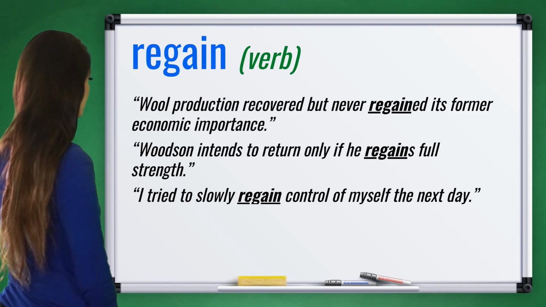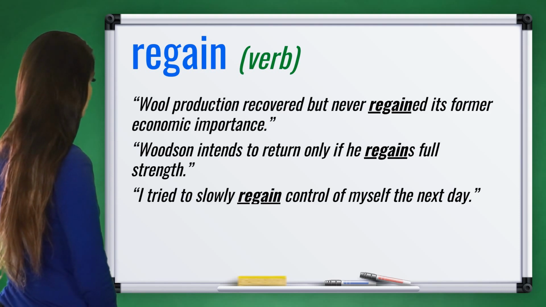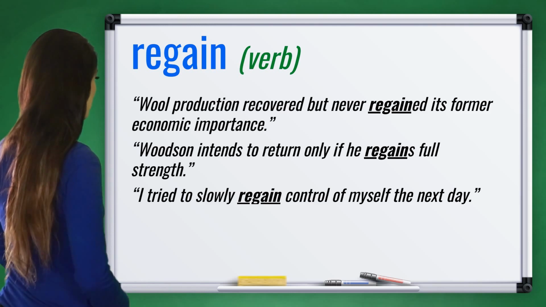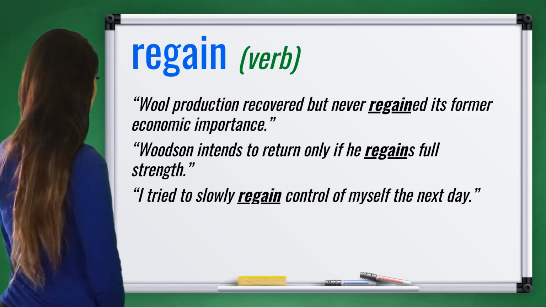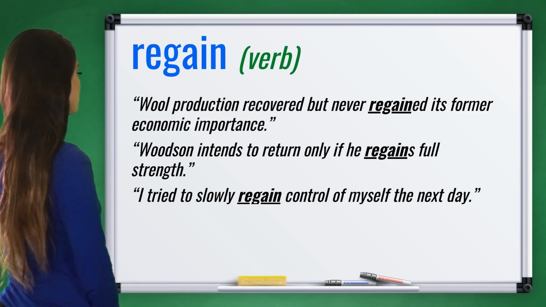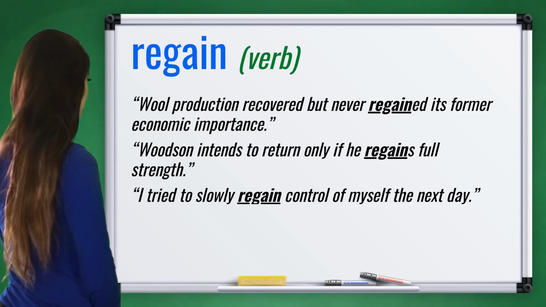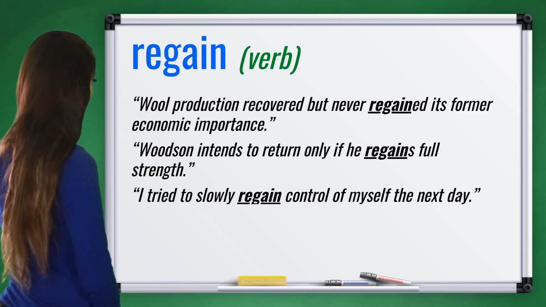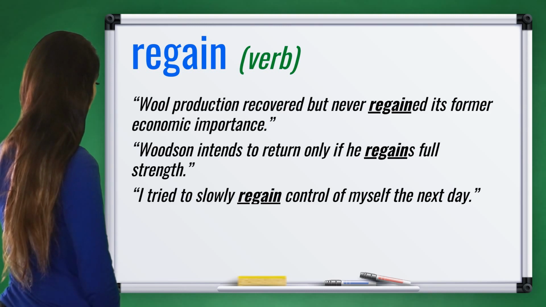The second exemplar. Woodson intends to return only if he regains full strength. Now, repeat after me. Woodson intends to return only if he regains full strength. The third exemplar. I tried to slowly regain control of myself the next day. Now, repeat after me. I tried to slowly regain control of myself the next day.